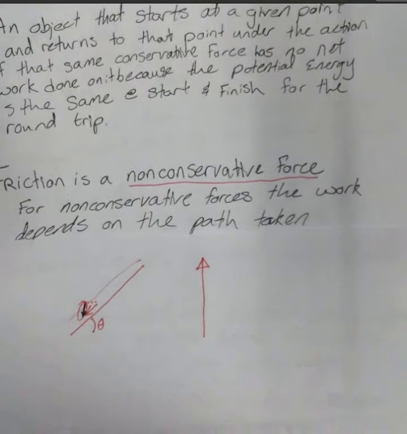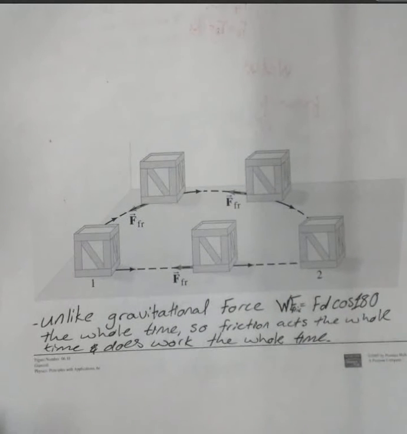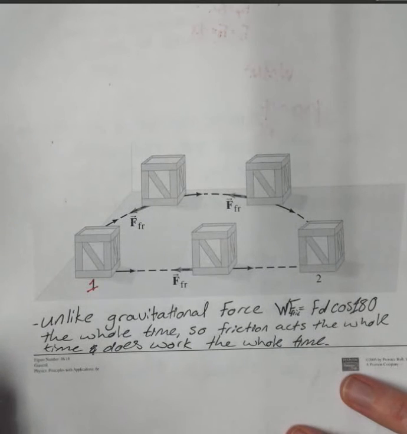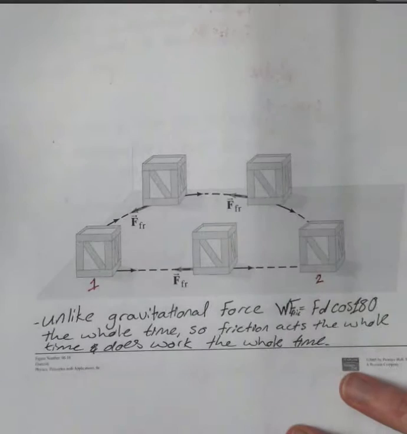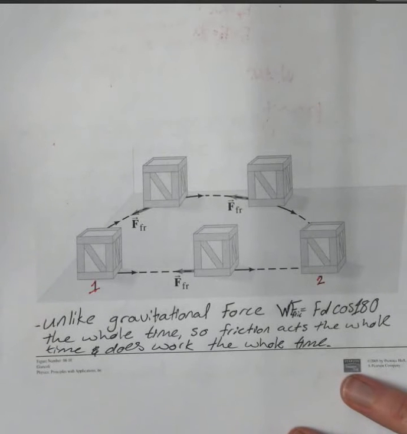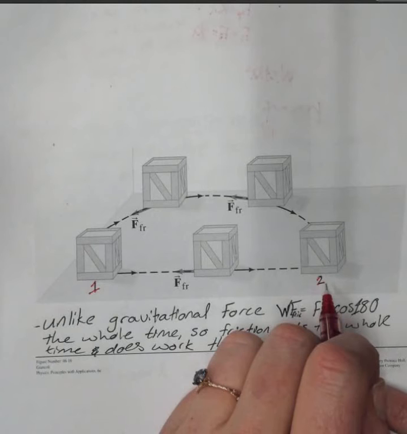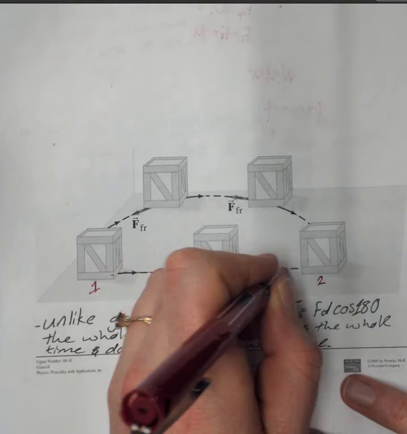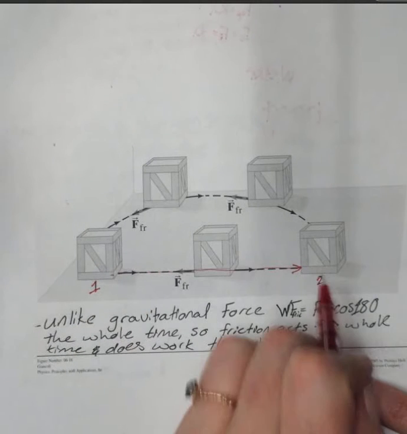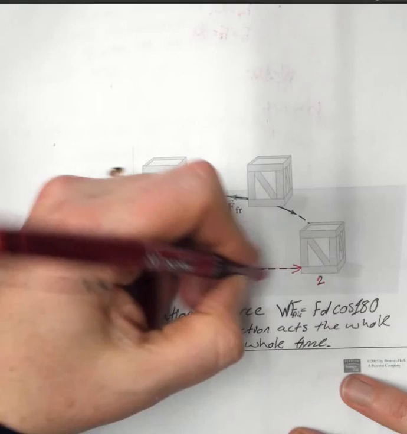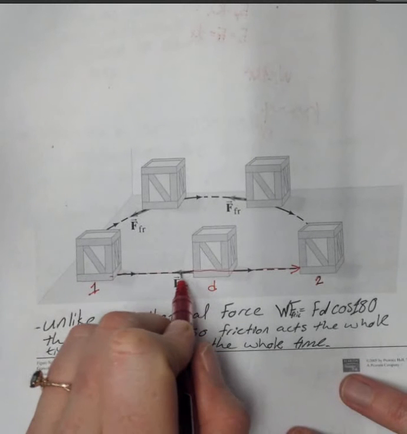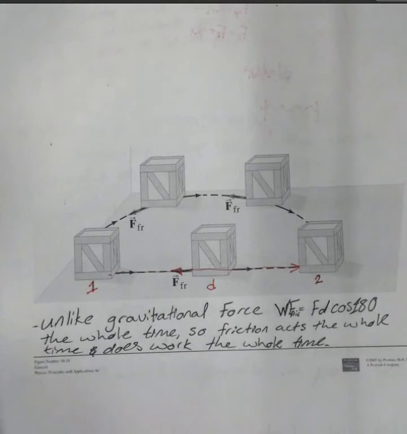Let's take a look at this guy right here. This is another example of a path taken. So let's say that this is position 1 of a crate, and this is position 2 of the crate. And shown here, there are 2 different possible paths that could be taken. In one situation, the crate is dragged straight across from position 1 to position 2. In that case, the displacement of the object, d, is along that line, and the force of friction is opposite the crate the entire time.